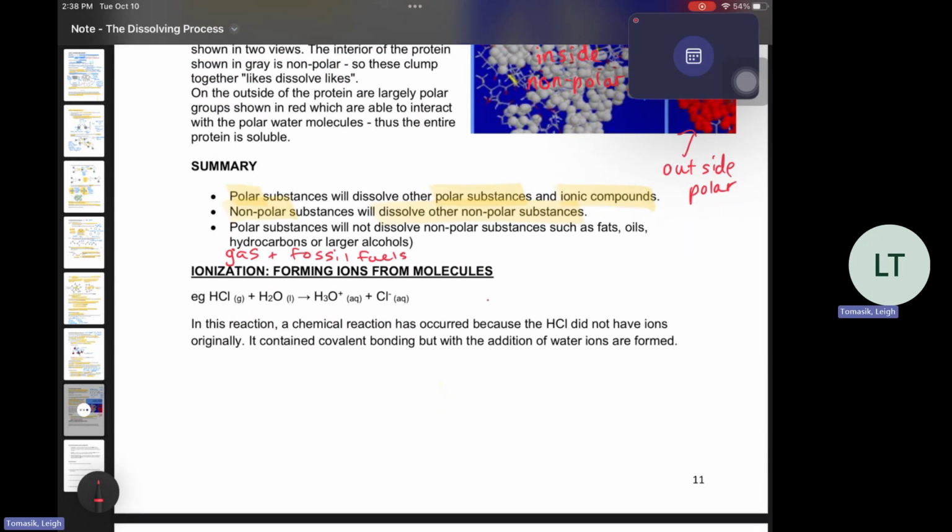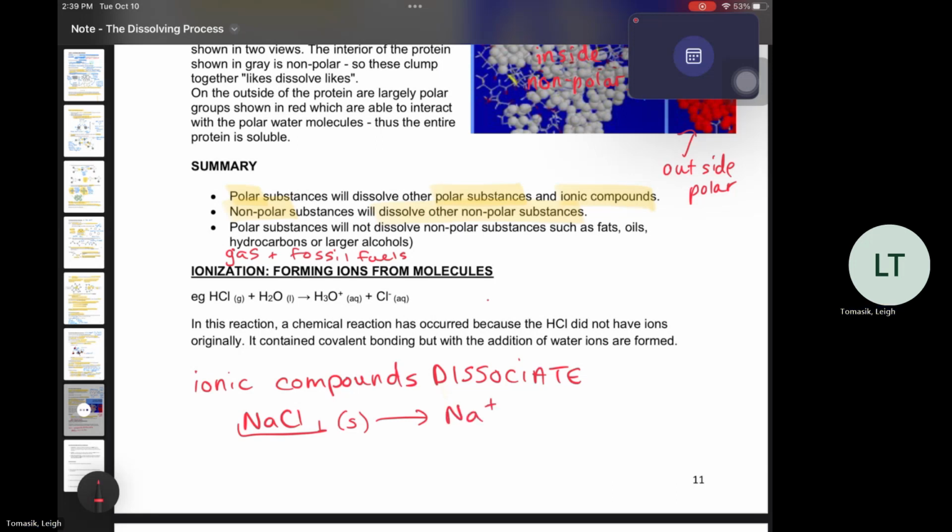Ionization. Okay, so ionic compounds dissociate, right? So NaCl, an ionic compound, will break down into a sodium ion that is dissolved in water and a chloride ion that is dissolved in water.